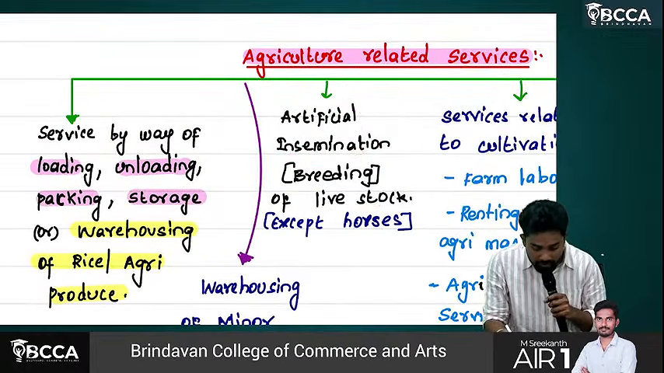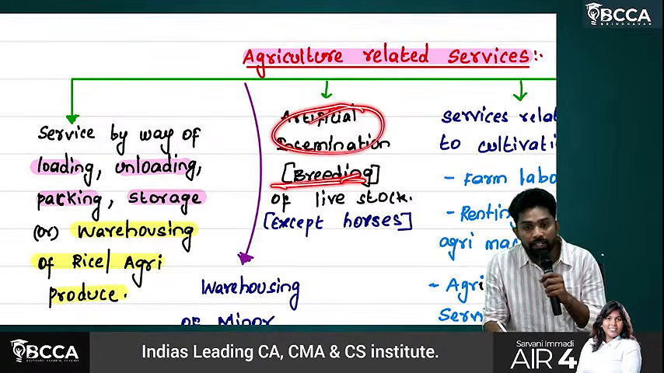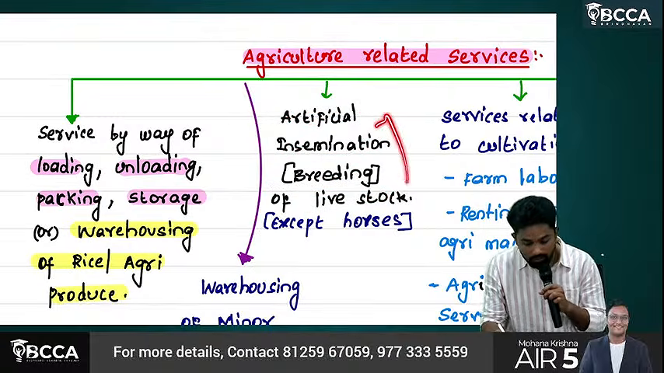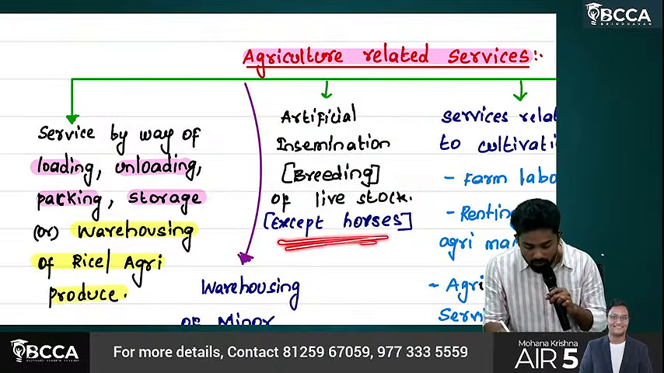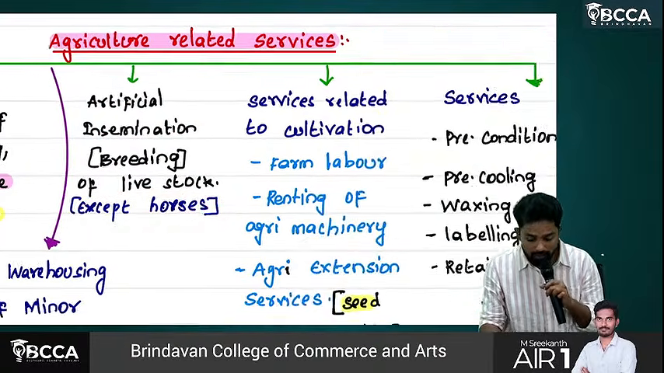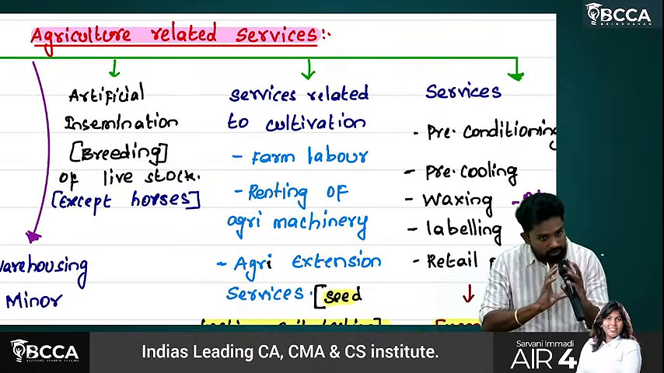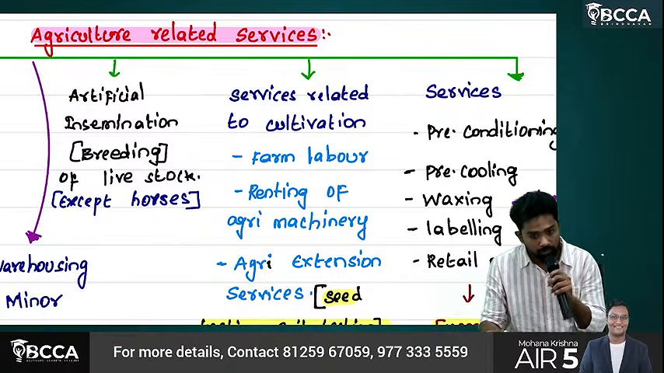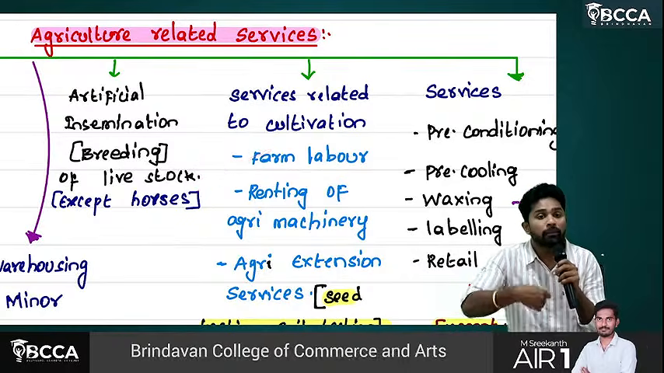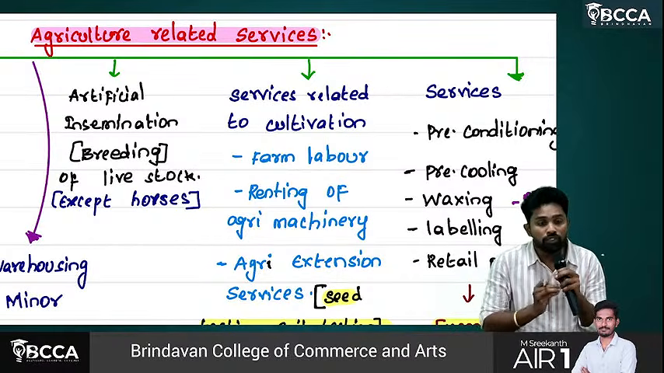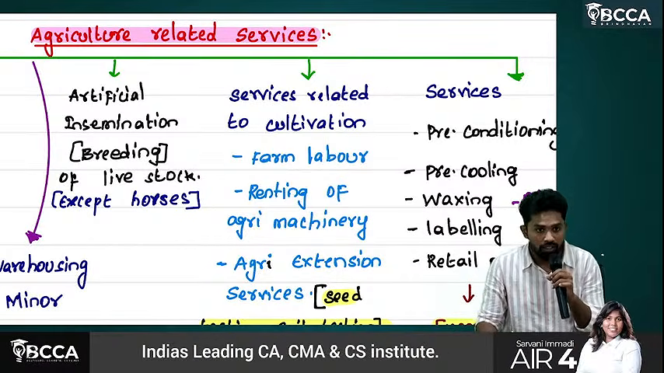Then artificial insemination of livestock. Sir, artificial insemination is nothing but breeding of livestock. That is exempted. But exemption is not available to horses. Then any services related to cultivation. So you are a farmer, you do cultivation. For you, if any farm labor is supplied, so there is a person who supplies farm labor, his service is exempted.